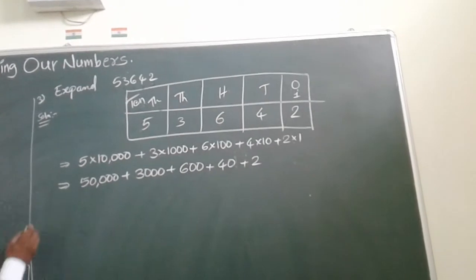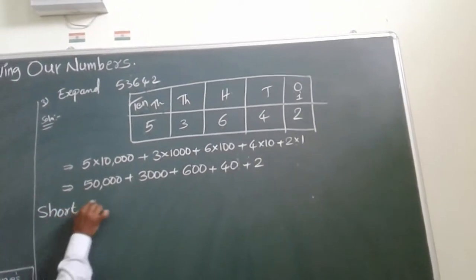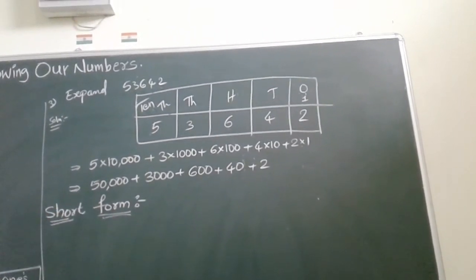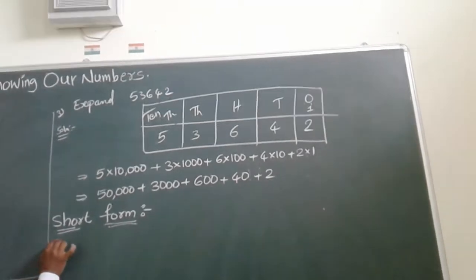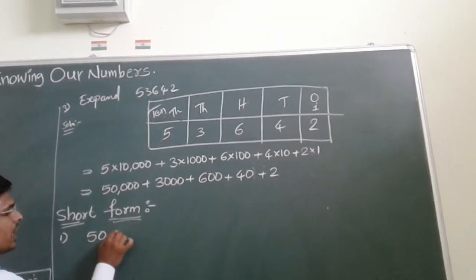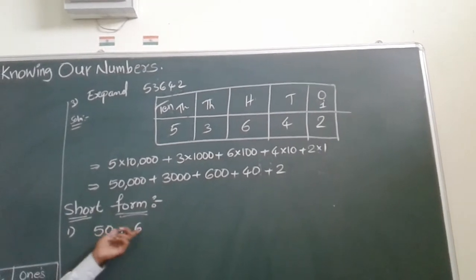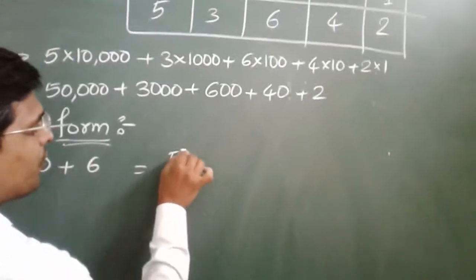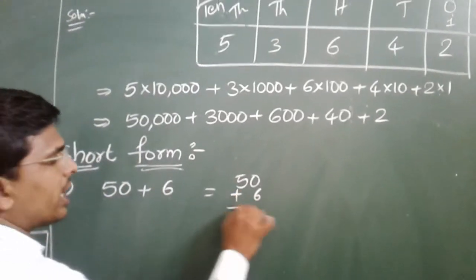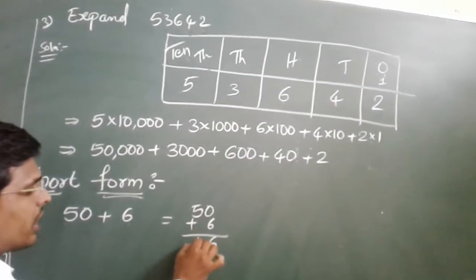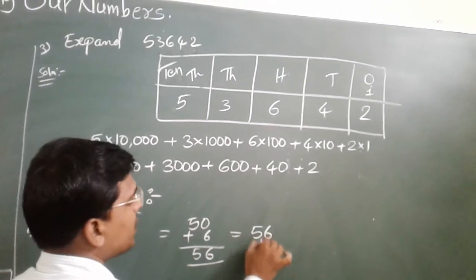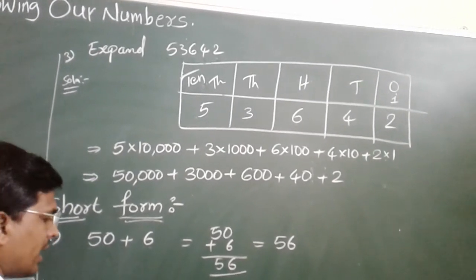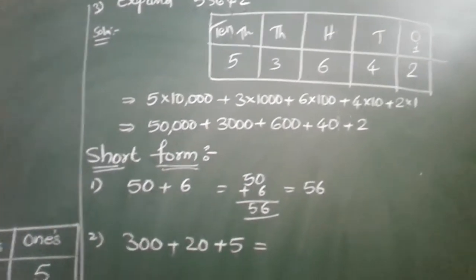Now short form. Short form is the opposite of expansion form. They will ask you a question like this: 50 plus 6, write in a short form. So how do you write? Add these two. 6 plus 0 is 6, so write 5 in the tens place. So what is your answer? 56.